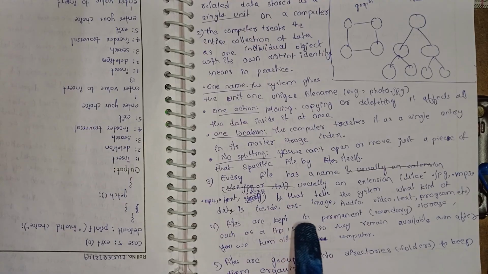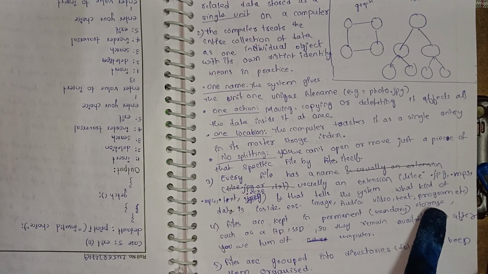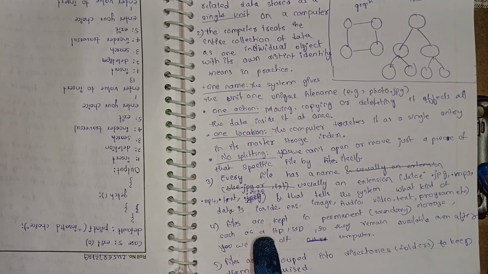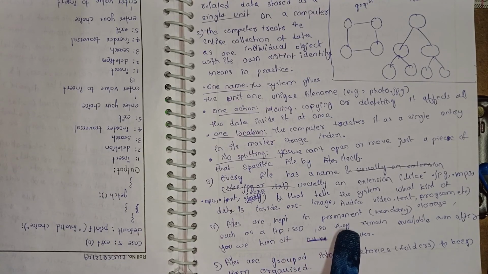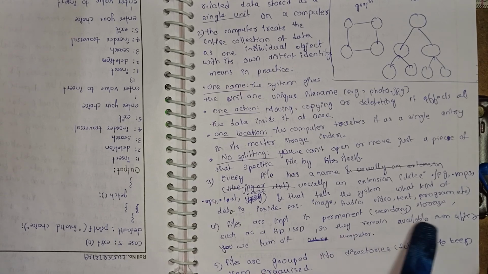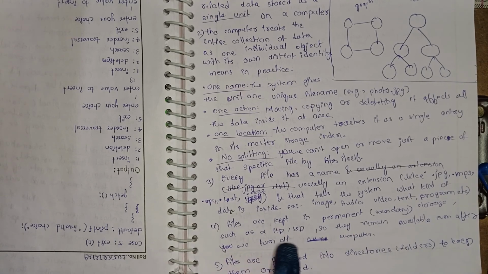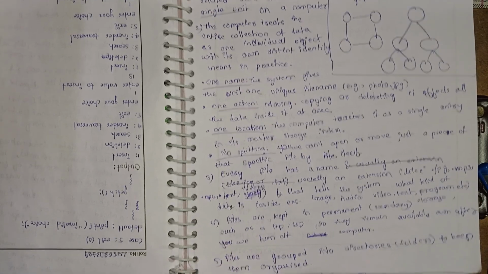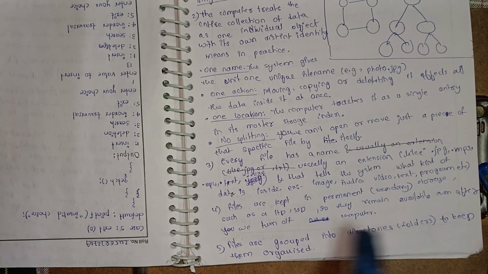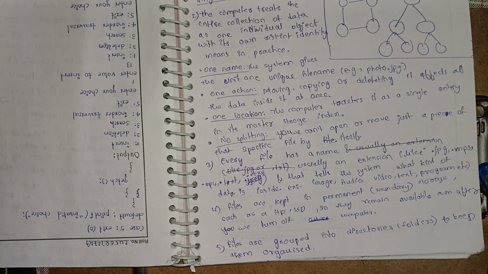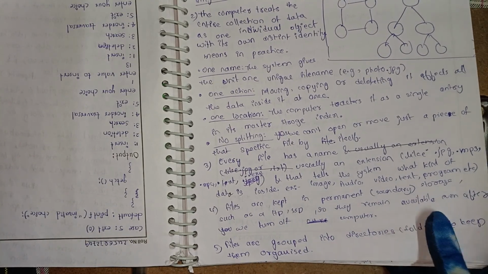And files are kept in permanent secondary storage, such as HD, which means hard disk, and SSD, so they remain available even after we turn off the computer. And files are grouped into directories to keep them organized. A collection of files is called a directory.